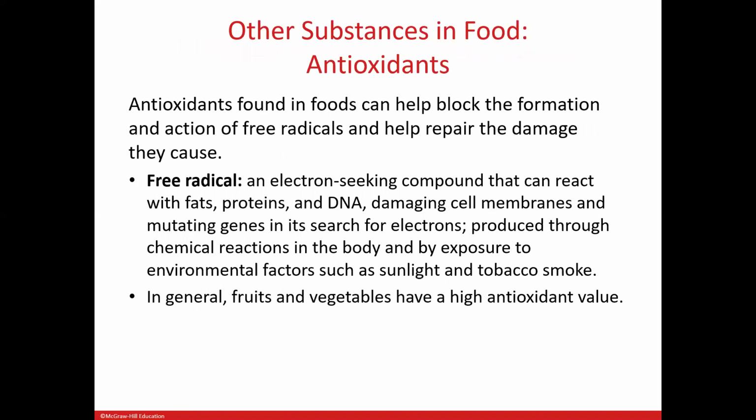Antioxidants, found in foods, could help block the formation and actions of free radicals and help repair the damage they cause. And if you're not aware, a free radical is an electron-seeking compound that reacts with fats, proteins, and DNA, damaging cell membranes and mutating genes. It produces chemical reactions in the body and comes from exposure to environmental factors such as sunlight and tobacco smoke. In general, fruits and vegetables have a high antioxidant value.